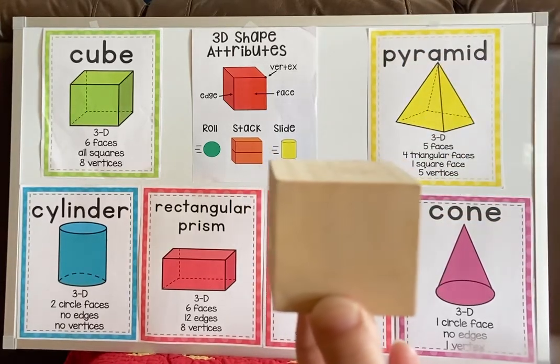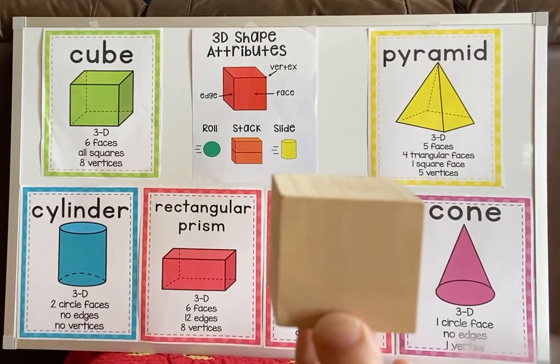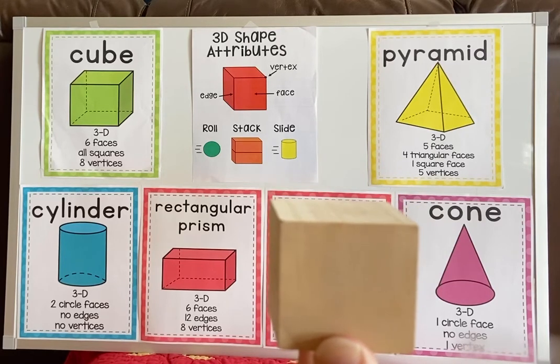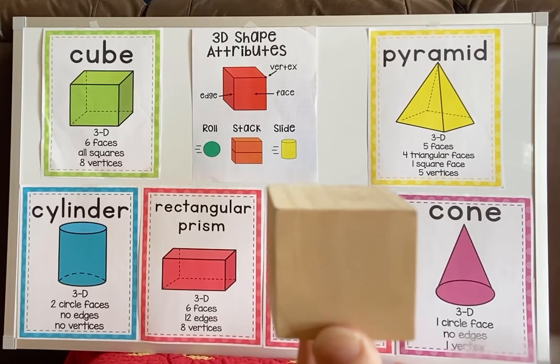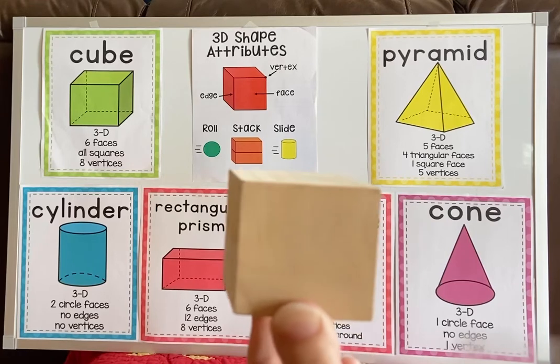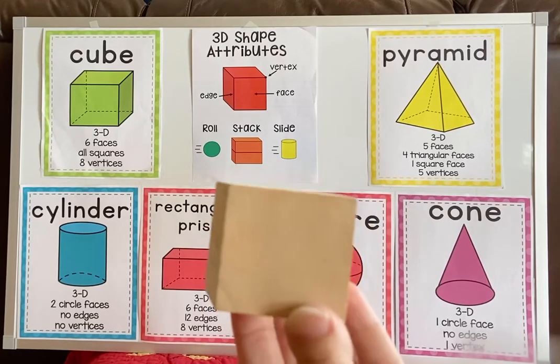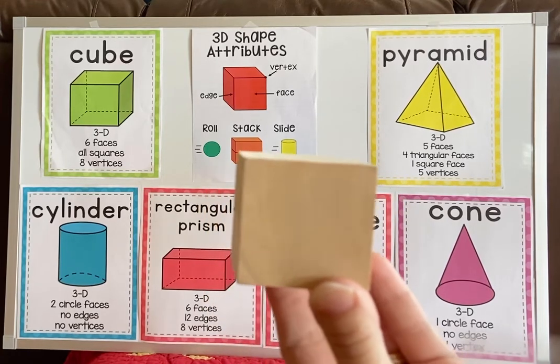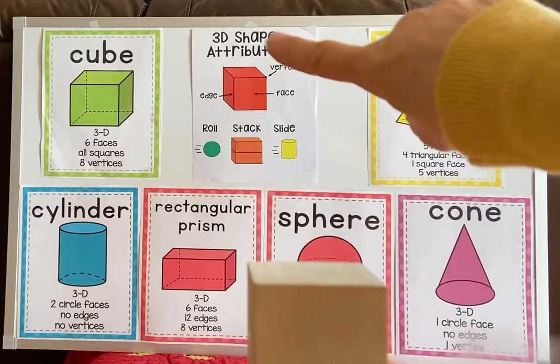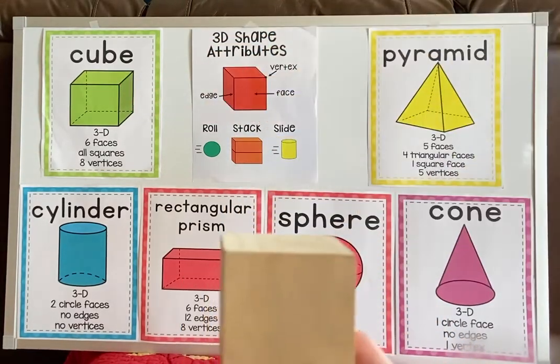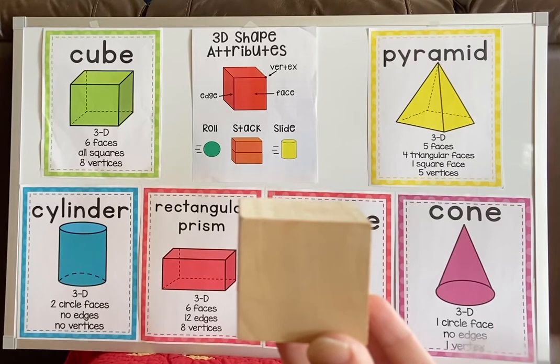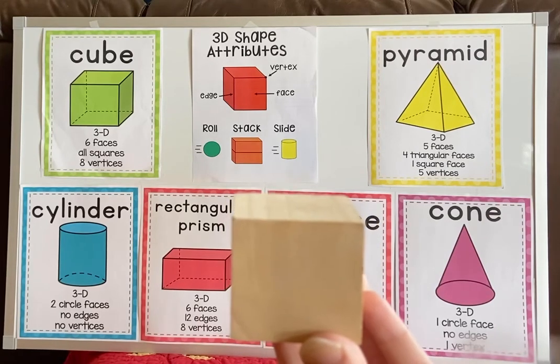lines meet. Now, 3D objects have lots of faces, lots of vertices, and lots of edges usually. And when I say lots, it's more than 1 or 2. Okay, so let's look at the cube. You can see that we have a poster of a cube right there, a green cube, and it says that it has 6 faces. So let's check it out and see.